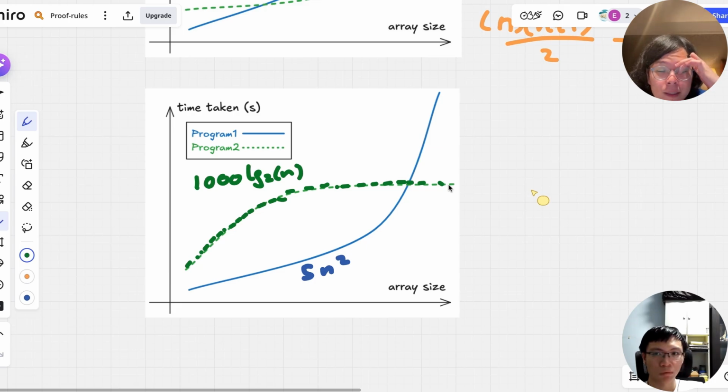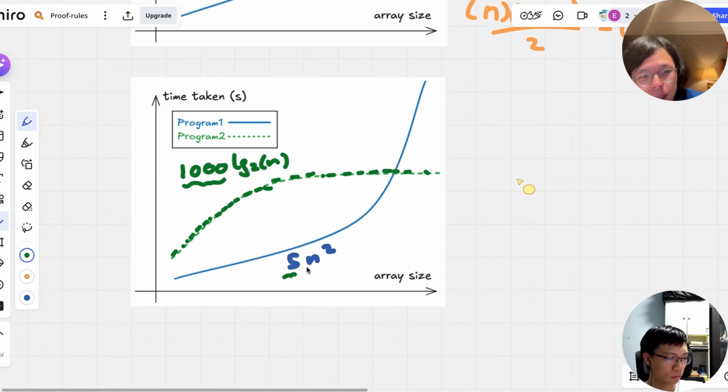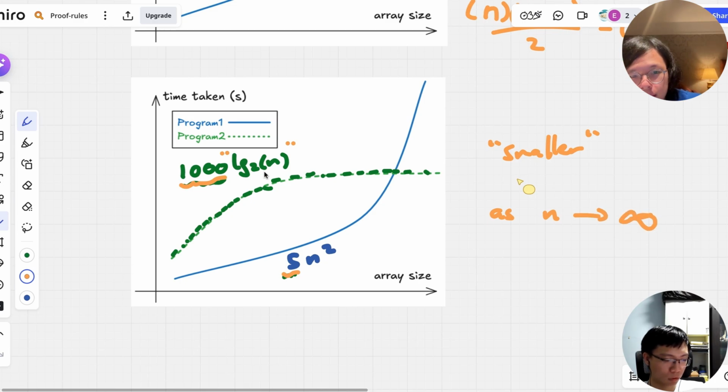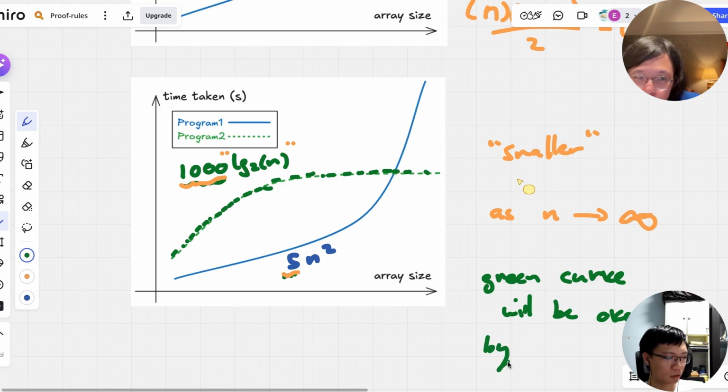The idea is that we don't really care about these constants, because I'm going to try to argue that no matter what these constants are, the intuition is that because this function is smaller, in some sense, and I'm putting smaller in quotes because we haven't mathematically defined this yet, we want to use this as a way to say that as n tends to infinity, this green curve, I'm being very vague here, will be overtaken by the blue curve. That's the idea.